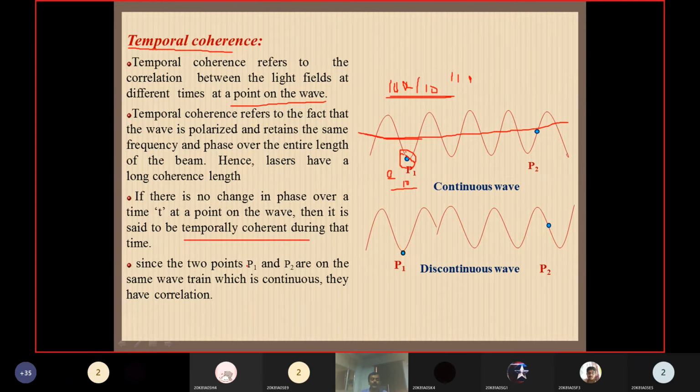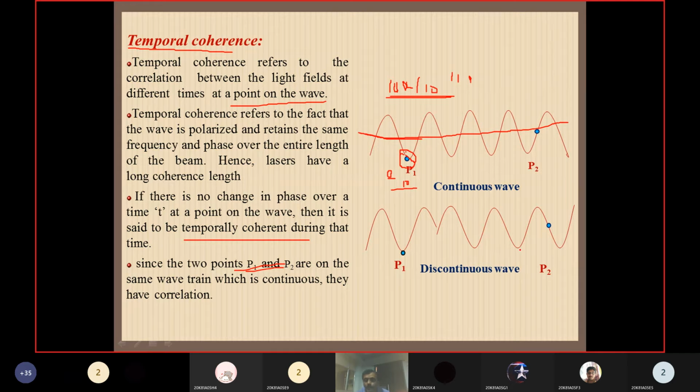Now if you observe two different points, p1 and p2, since the two points p1 and p2 are on the same wave train which is continuous, they have correlation. So see here, p1 point and p2 point: for how much time is there a correlation between them? That also we can say. Now, this is about the continuous wave.